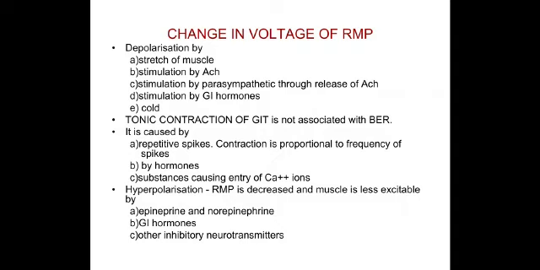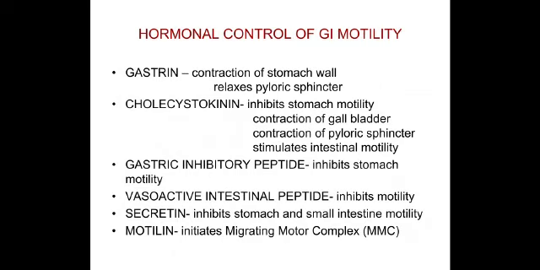Tonic contraction of the GIT is not associated with the basal electrical rhythm. It is caused by repetitive waves and, to some extent, by hormones and substances causing entry of calcium. In hyperpolarization the RMP is decreased and the muscle is less excitable, whereas in depolarization it is more excitable and may reach the action potential. Hyperpolarization is mainly induced by epinephrine, norepinephrine, gastrointestinal hormones and other neurotransmitters.